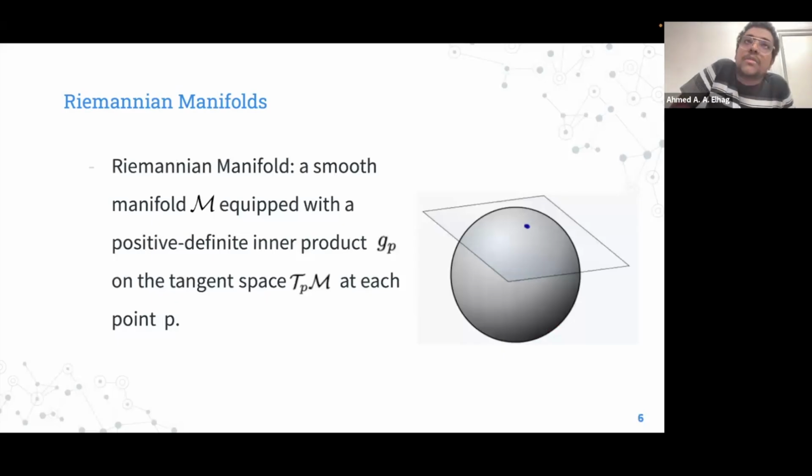So going a step forward, a Riemannian manifold is a smooth manifold where you have a tangent space at each point. So for every point, you have a tangent space attached to that point, and then you can define the inner products in your tangent space.